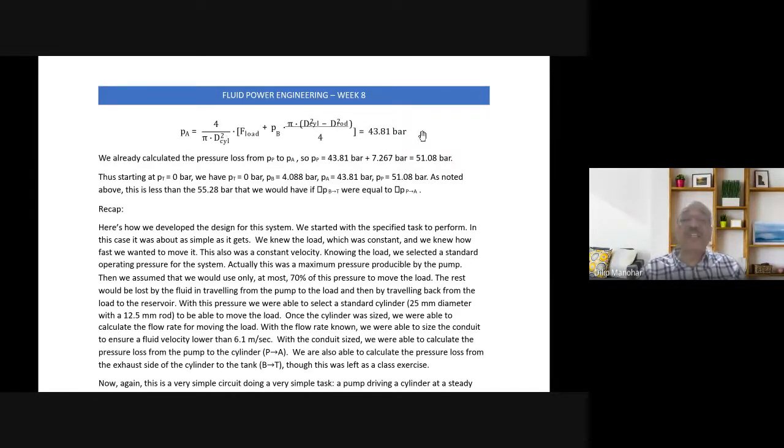It comes to 43.81. So now we have already calculated PP to PA. What is the loss of pressure between pump pressure to PA, that is known. So exact PP will be now 43.81 plus this. So it is almost 51.08 bar. So this way we calculated.